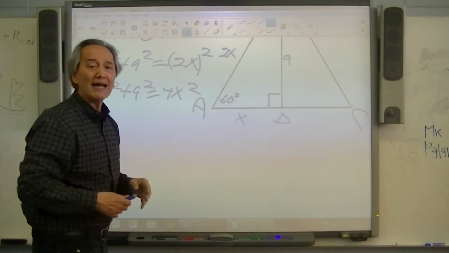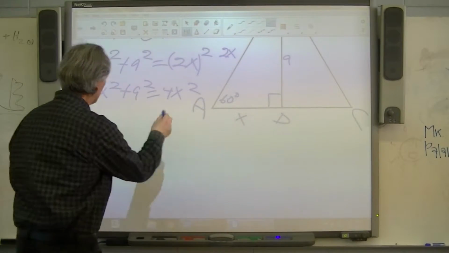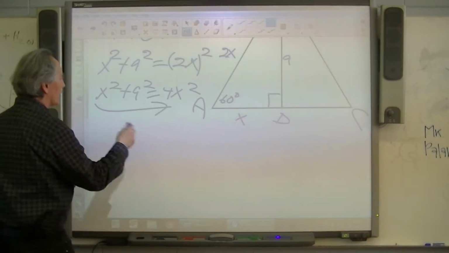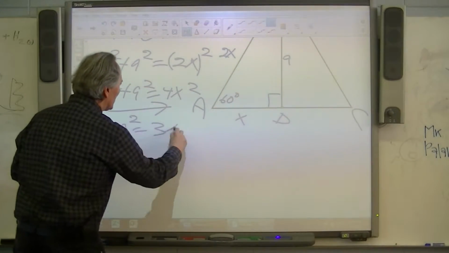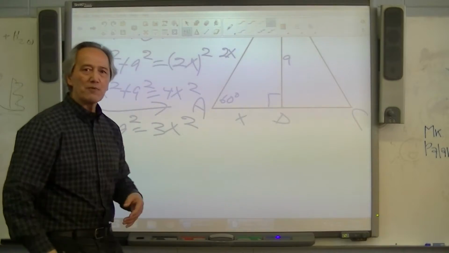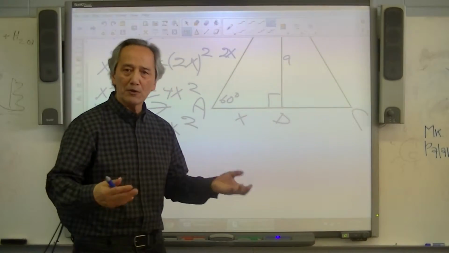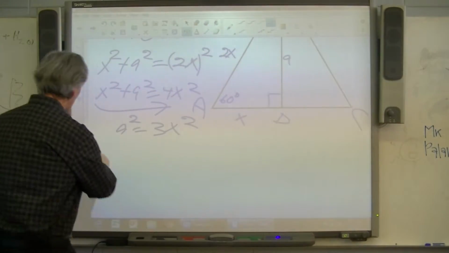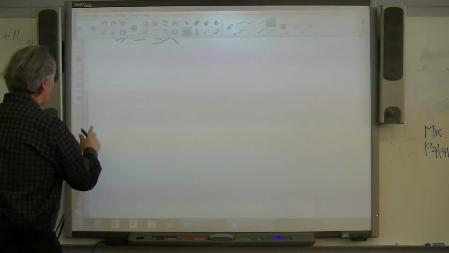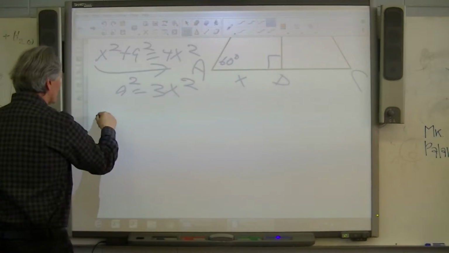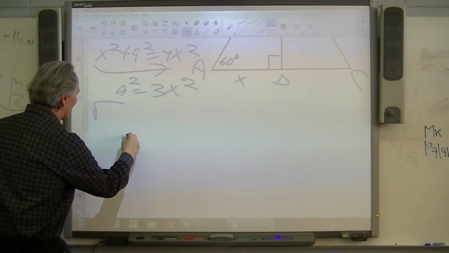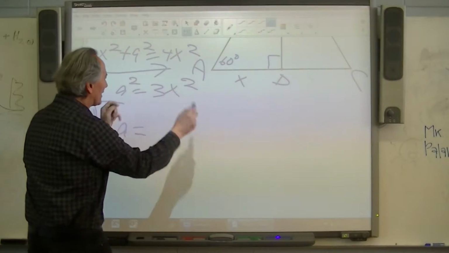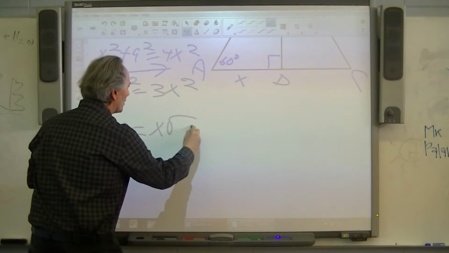Let's go ahead and combine terms first. We're going to combine the x squared with the 4x squared and subtract it from that. So therefore we have a squared equals 3x squared. Now to get rid of that exponent, let's take the square root of both sides, the positive square root. Square root of a squared gives us a. Square root of 3x squared will give us x times the square root of 3.